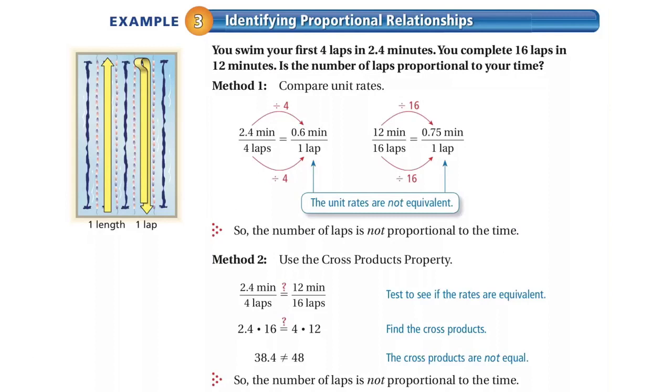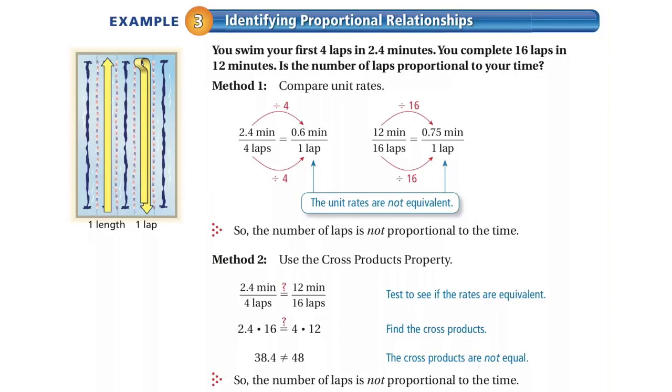So we take 2.4 over 4, we divide top and bottom by 4, and we get 0.6 minutes per lap. We do the same thing over 12/16. We divide top and bottom by 16, so we can get 1 on the bottom, and it ends up being 0.75 over 1, or 0.75 minutes per lap. 0.6 minutes per lap and 0.75 minutes per lap are not the same thing. So those are not equivalent. And they showed that by making them both into their unit rates.